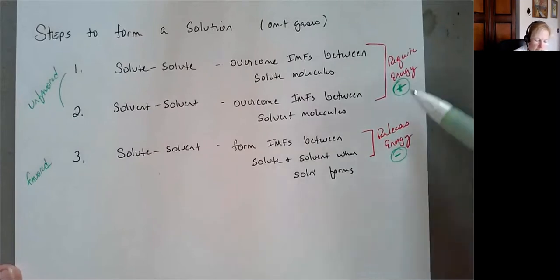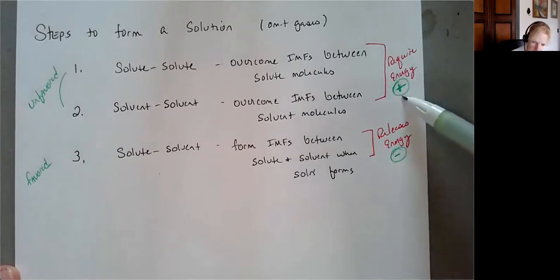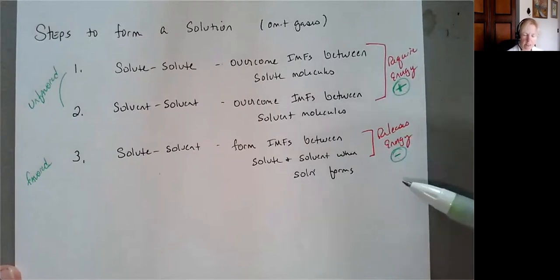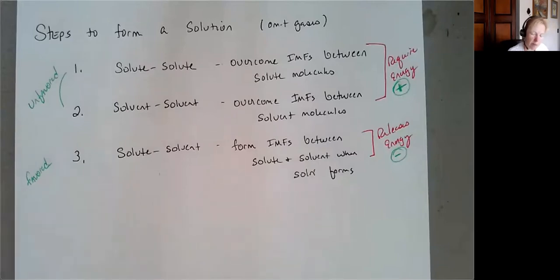And it's going to depend. If I get more energy out than I have to put in, then chances are that solution is going to form. If I have to put more energy in than I get out, then chances are that solution is not going to form. And so looking at these individual steps is going to allow us to determine what's going to happen.